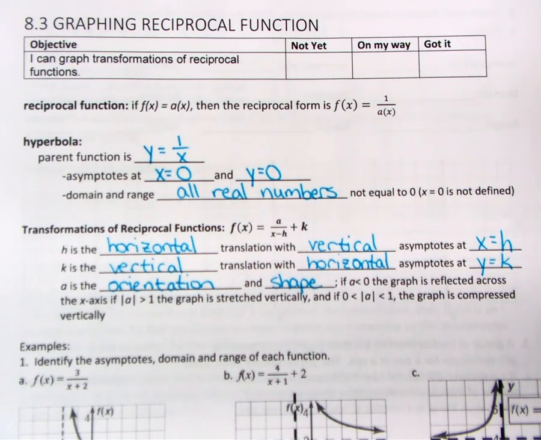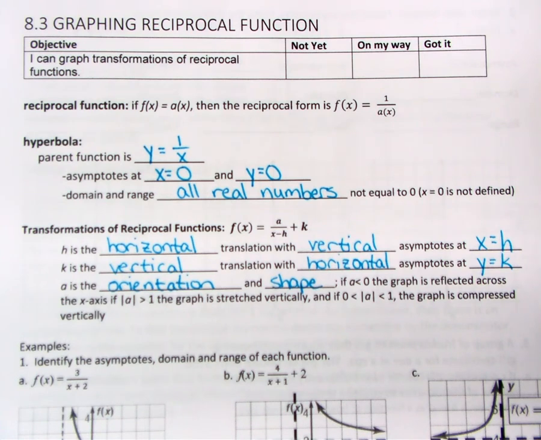They are just invisible boundaries that the graph will get close to but never touch or cross. Now, the parent function has a domain and range of all real numbers not equal to 0, because if I were to put 0 in for x, I would get an undefined value for y. So therefore, that cannot be part of the domain or the range.